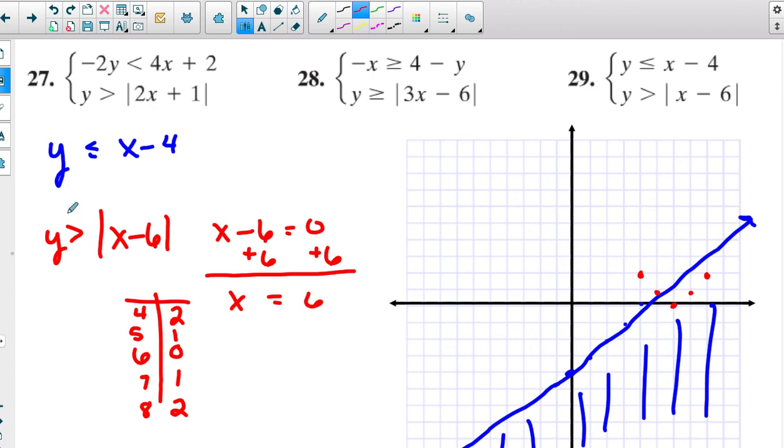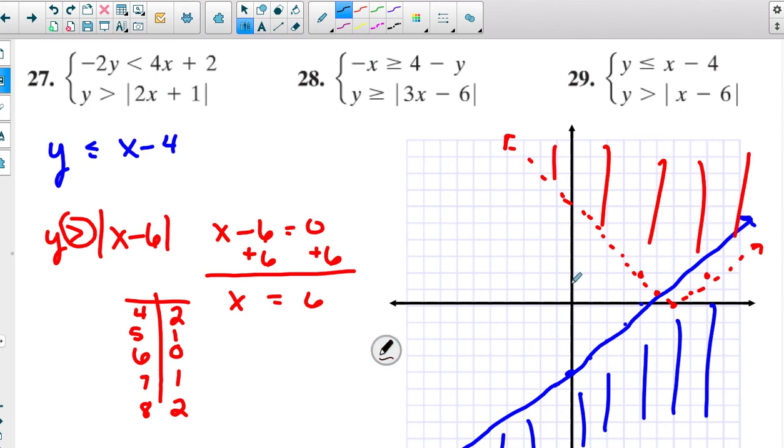Now look back at your inequality. It says greater, so this one is going to be a dashed line. And it says greater, so we're shading above. So the only part that has common shading is this area right here.